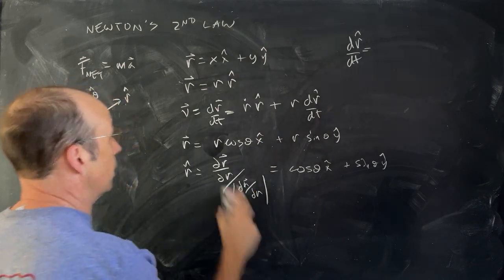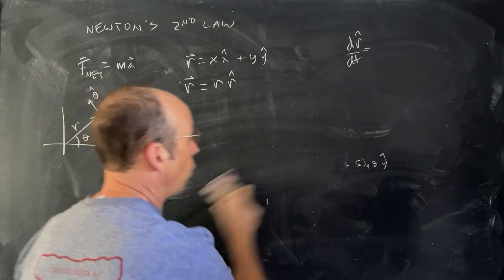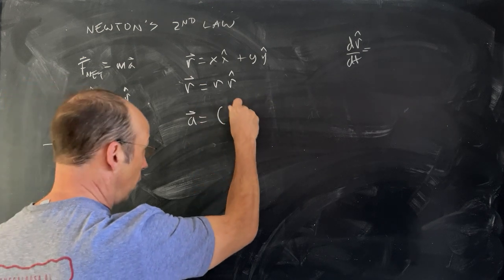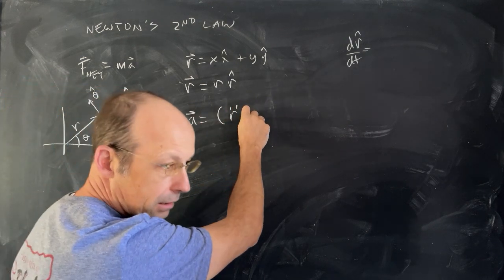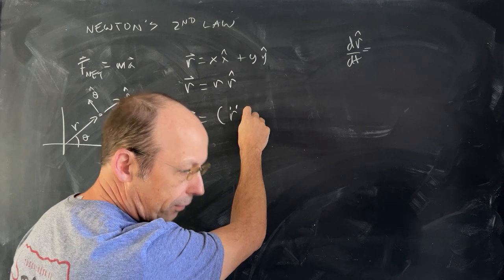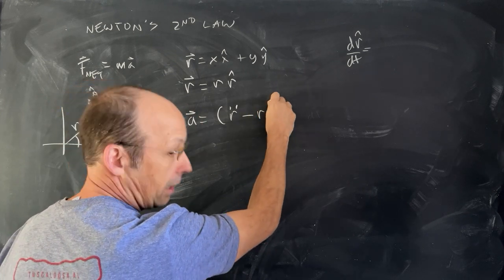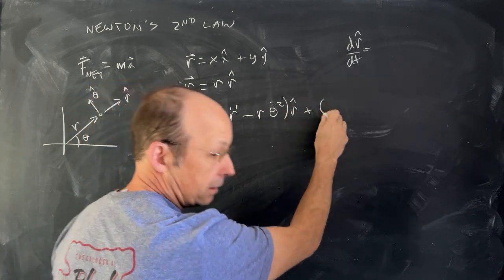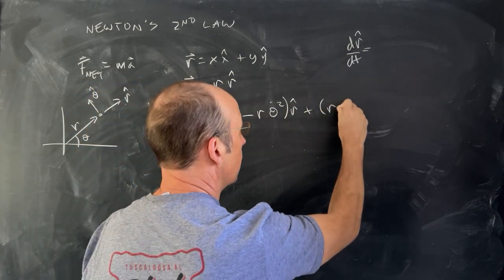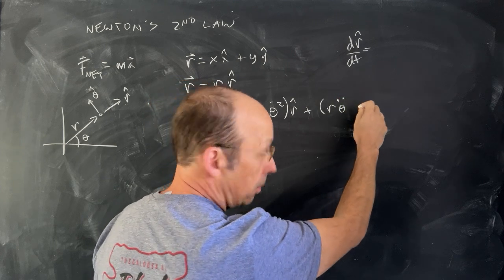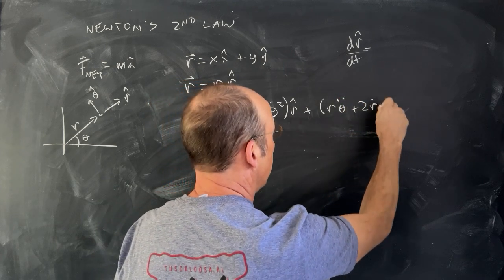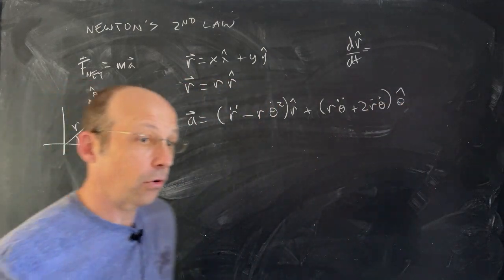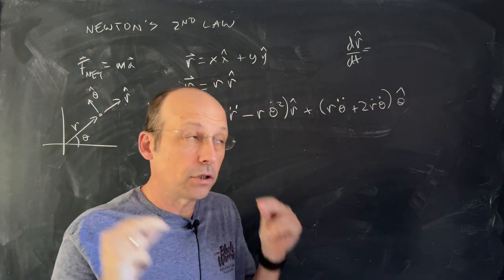You can get the acceleration, and we get the acceleration in polar coordinates to look like this. The acceleration in polar coordinates is r double dot minus, I always get this wrong, I'm looking it up because I forget, minus r theta dot squared, r hat, plus r theta double dot plus 2 r dot theta dot, theta hat. So now I have the acceleration in polar coordinates, and so you can do a bunch of great stuff.